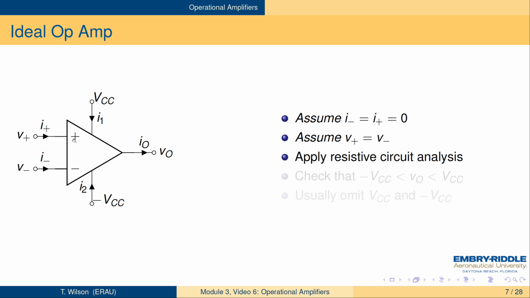Then we hook our device up. We use resistive circuit analysis like we always do. And then whatever we get for the output, we check to see that this V out is not bigger than VCC, or smaller, more negative than minus VCC. And when we start drawing circuits, we'll just leave the supply terminals off. It just clutters a diagram.